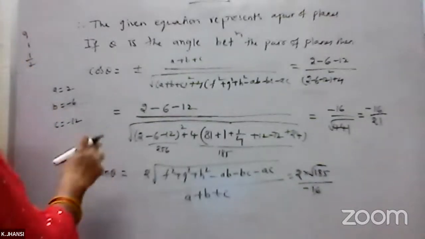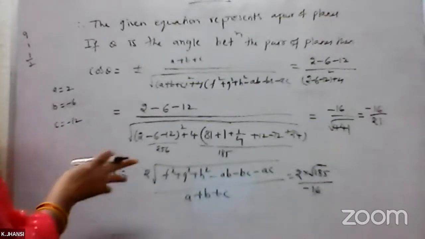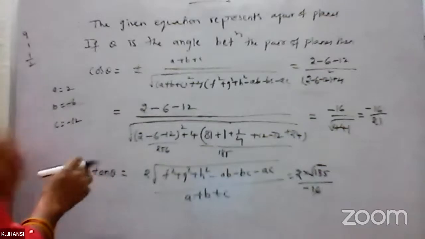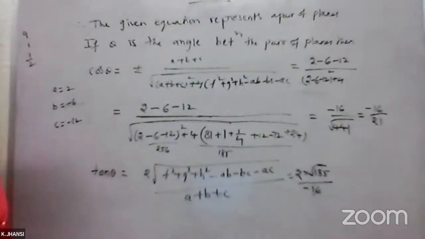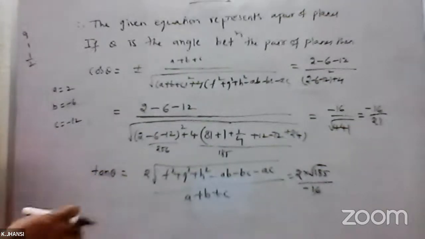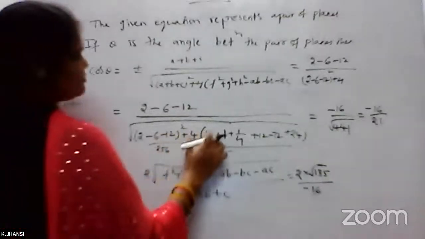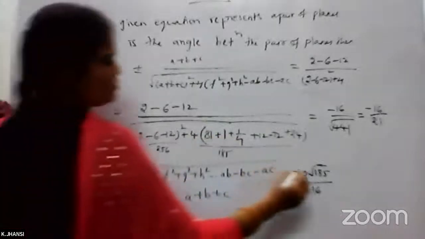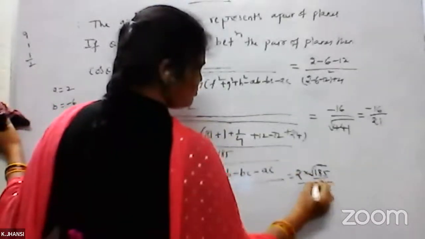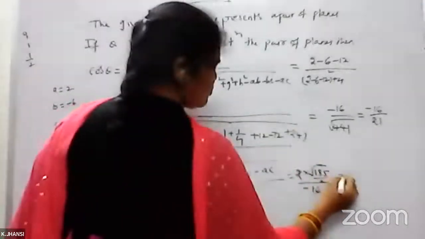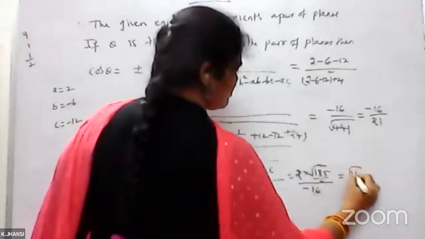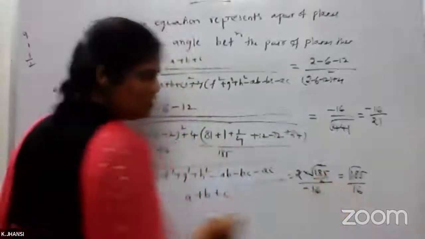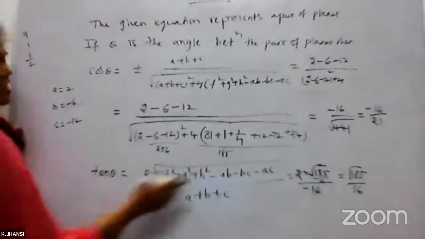A plus b plus c means 2 minus 16 you will get. Okay, root 85. So by 4 will be there, no, here. By 4 means actually here you will get 2. So both these 2 will get cancelled. So this is root 85 by. So we can take this as positive value. Okay, root 185 by 16.